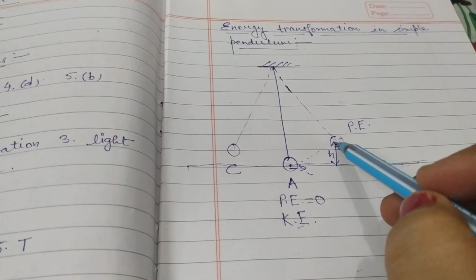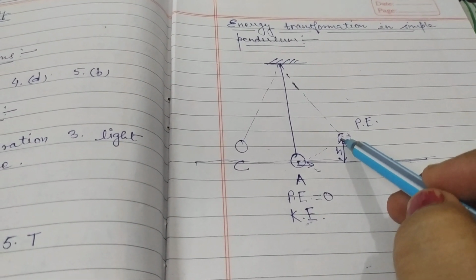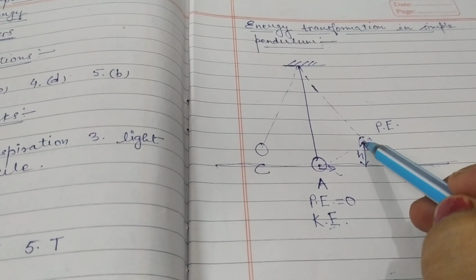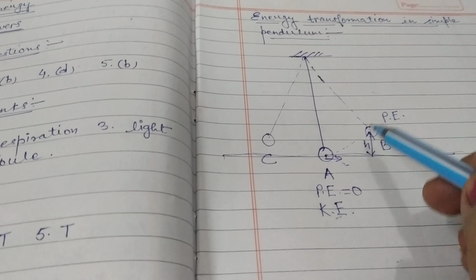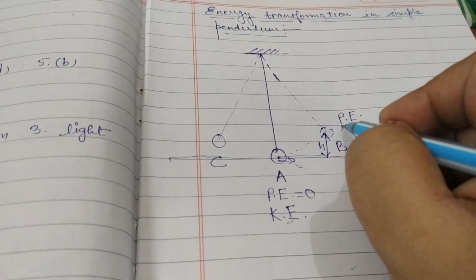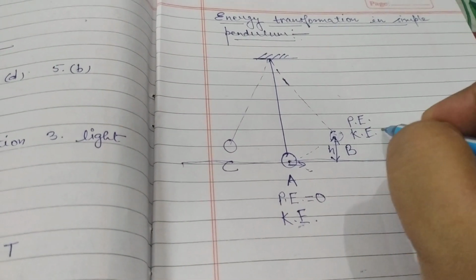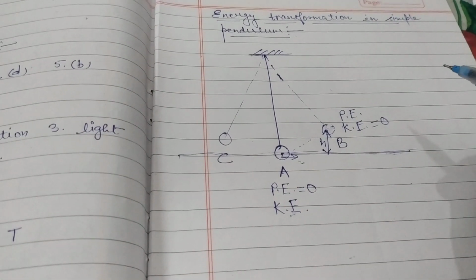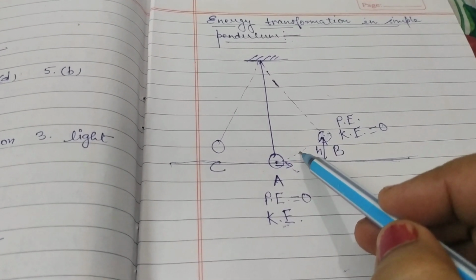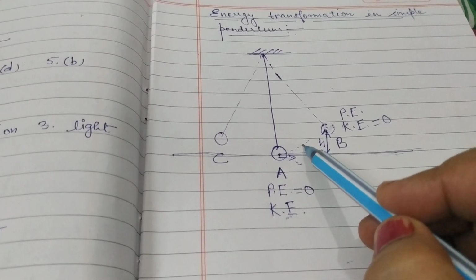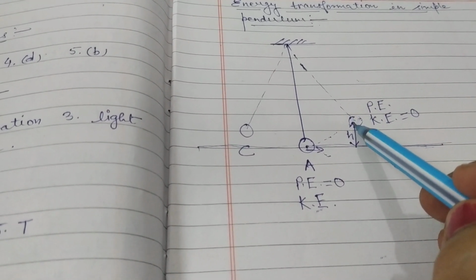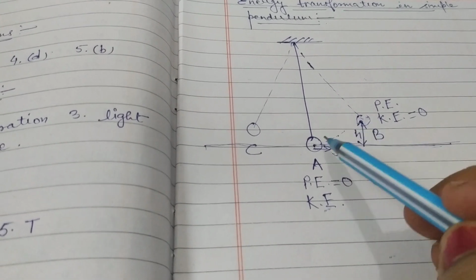But what about the kinetic energy? Here, when you leave it, it starts coming back. That means there was not enough kinetic energy to keep it moving upwards, right? That means here the kinetic energy became 0, right? And if you take any point in between, there it will be having both potential energy and kinetic energy, right? Now when you leave it here, the kinetic energy becomes 0 and it starts coming back.